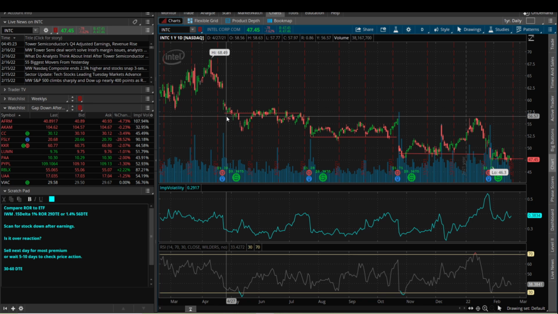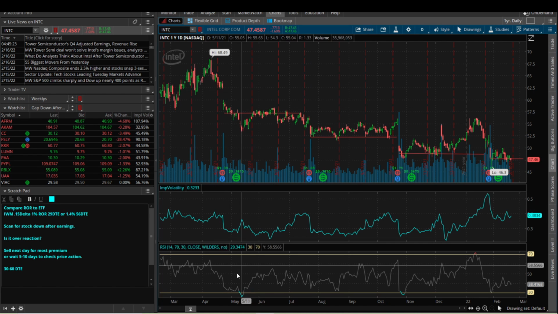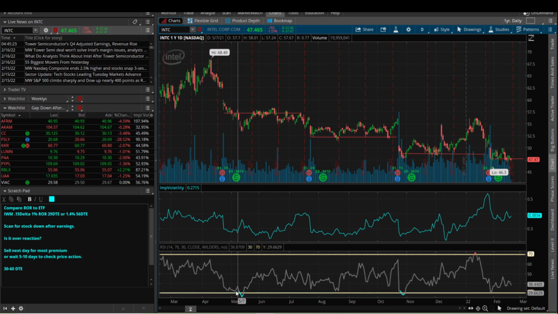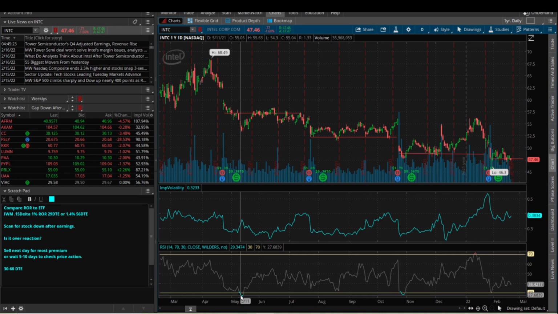Me personally, I like to wait about 5 to 10 days just to see what is happening, because sometimes it could continue to trend down. Another thing you can do is use a directional indicator or a momentum indicator here. The RSI I feel is pretty good. You could have waited until this got into oversold territory right here. So you pretty much could have sold a put on the bottom if you waited for it to get fully oversold.